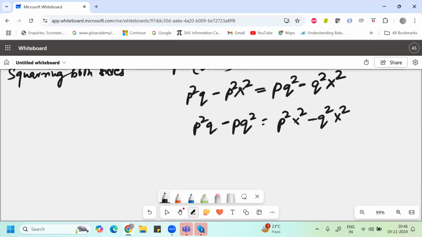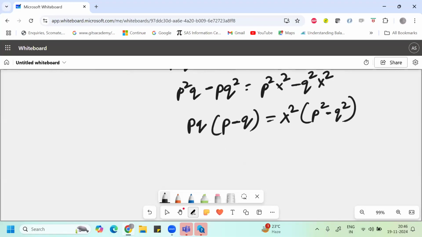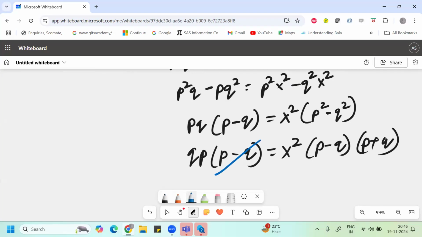Now if I take PQ common, what will I get? PQ in bracket P minus Q. Here if I take x square common, this is P square minus Q square. Now what is a square minus b square? A square minus b square is a minus b into a plus b. So you can cancel this and this. So what is x square? x square is equal to PQ by P plus Q.